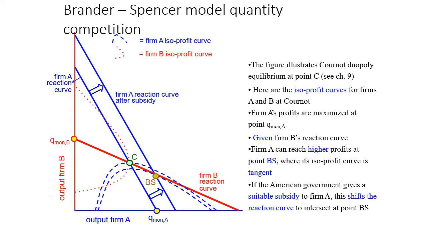So what you need to take away from this analysis is that in the Cournot model, the point of equilibrium is where the two reaction curves intersect. And any subsidy will cause the reaction curve of firm A to shift outwards towards the right, and that would relate to more profit, or the firm having an isoprofit curve of a higher value.